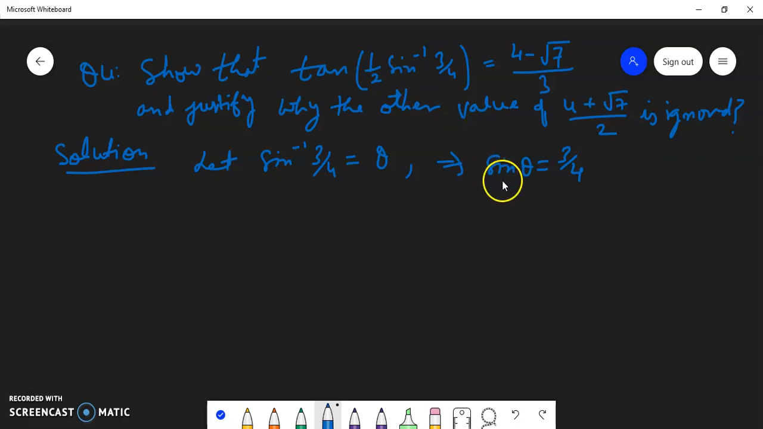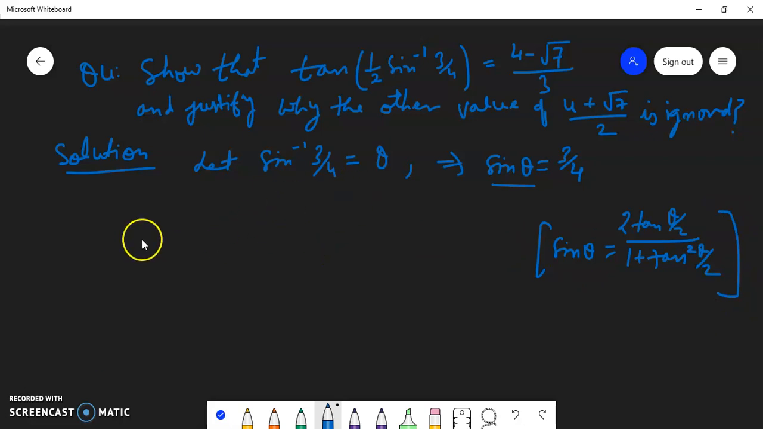Can I write the formula of sine theta in terms of tan theta by 2? Yes, I know. I'll write the formula here. Sine theta is equal to 2 tan theta by 2 divided by 1 plus tan square theta by 2. This is the identity we have, so we will use this. Now sine theta is given as 3 by 4.